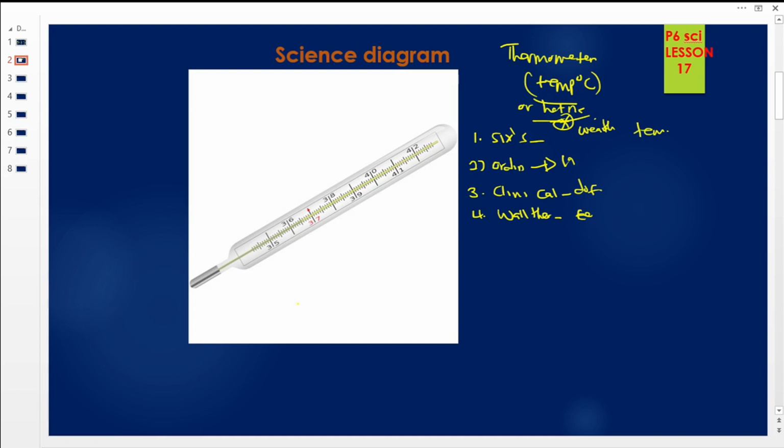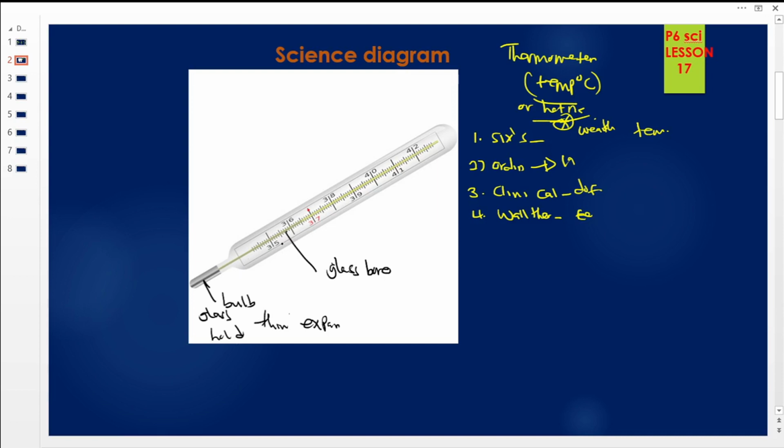What we are seeing here is the clinical thermometer, or the doctor's thermometer. Let us name the parts it has quickly. This one is a glass bulb. This glass bulb is there to hold mercury, and is made thin in order to make mercury expand very fast. Now this one inside here is what we call the glass bore.